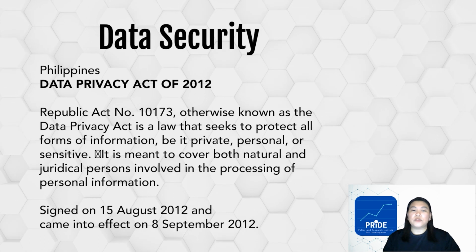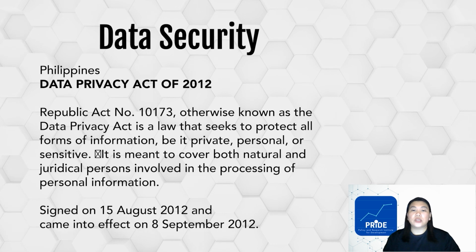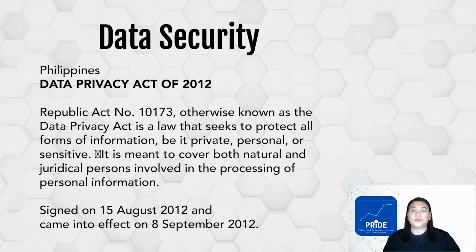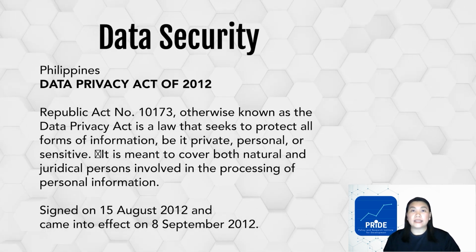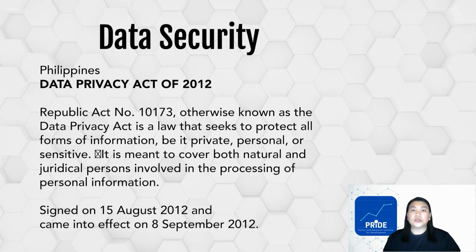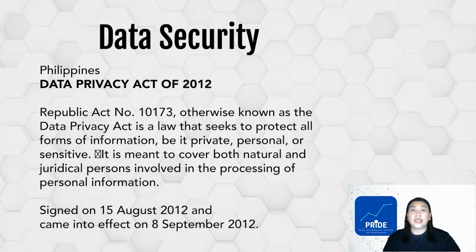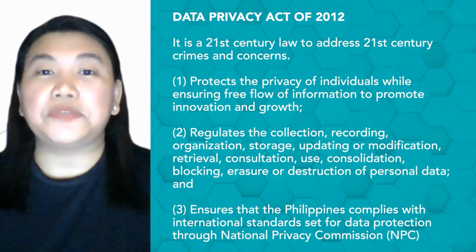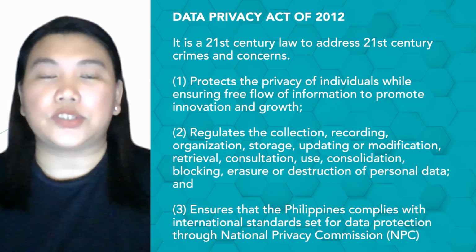It is meant to cover both natural and juridical persons involved in the processing of personal information. When we say natural persons, it refers to the human beings, while juridical persons refer to non-human beings like organizations and/or entity. The Data Privacy Act of 2012 is a 21st century law to address 21st century crimes and concerns.